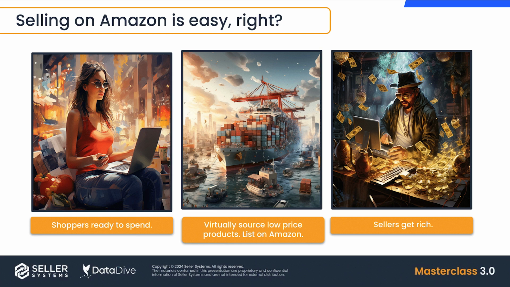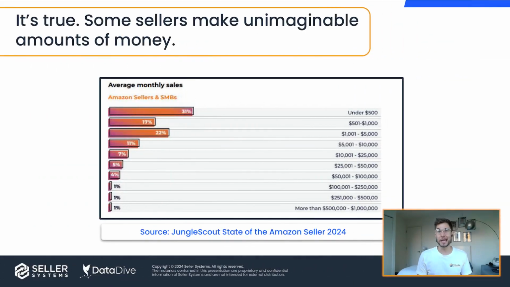And from a practical standpoint, explaining it like that, that is technically true. But the reality is that selling on Amazon is a little bit more complex, a little bit more difficult than that. It's true that some sellers make unimaginable amounts of money. This is one thing that I've really loved about being in this industry and loved about getting to meet other sellers, people, even our own students that are making just ridiculous amounts of money, amounts of money that you would never even think about.